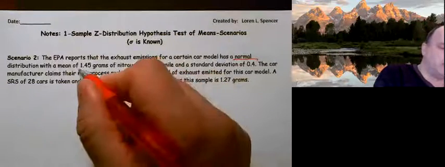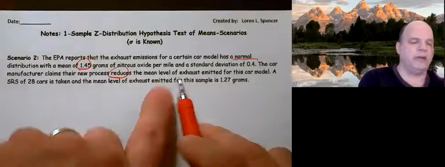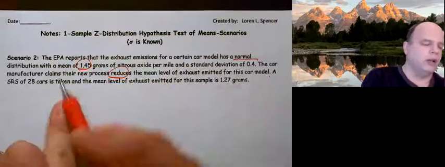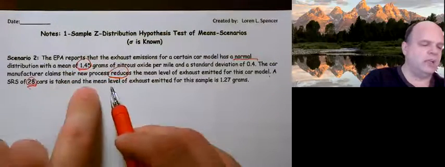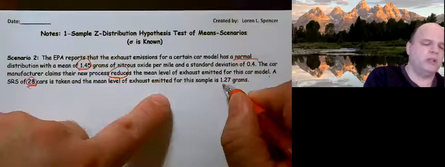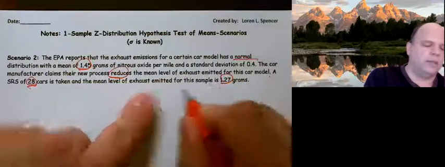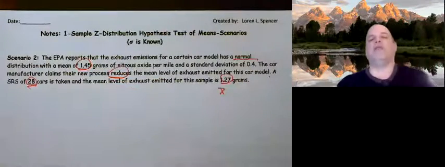The car manufacturer claims their new process reduces the emissions. By the way, this is probably important. Reduces the mean level emission for this car model. A simple random sample of 28 cars is taken and the mean level of exhaust emitted for the sample is 1.27. All right, this right here is my X bar because it's the mean level for the sample.